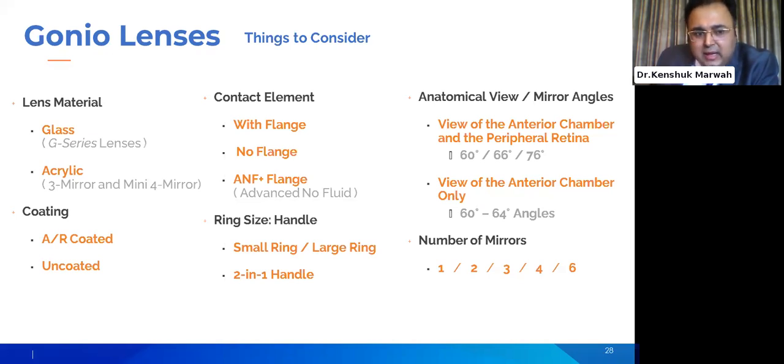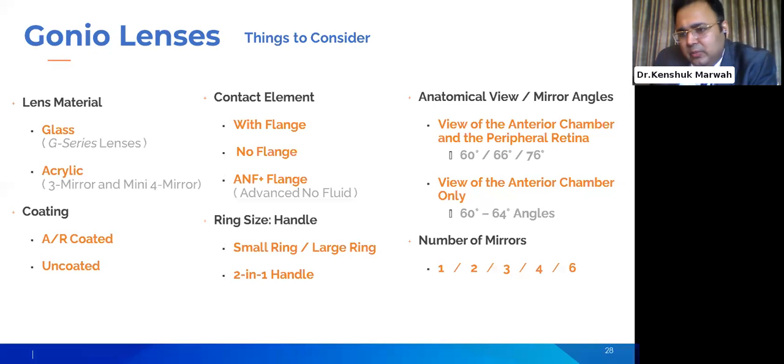And usually there are coatings, which is the anti-reflective coating. Sometimes they're uncoated, and the contact elements are with flange, without a flange, or advanced no fluid. So it's the no flange lenses only which can actually be used for indentation. So I suggest the first lenses that we buy should be the no flange lenses, because they help us to indent. And sometimes there's a handle also, depending on the ring size, the small ring or the large ring, and the number of mirrors on the lenses is denoted through that.